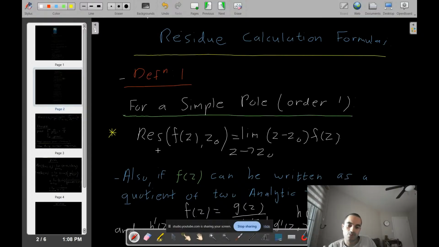Right. So for a simple pole of order 1, definition 1. For a simple pole of order 1, that means when n, the nth power, is 1, then the residue of f of z, comma z0, is equal to the limit as z approaches z0, where z0 is a complex number, by the way, because z represents complex numbers. So the limit as z approaches a complex number z0 of (z minus z0) times the function of z. Okay?